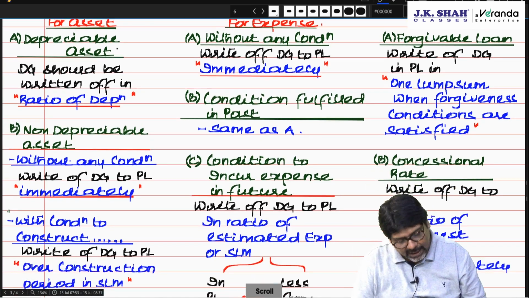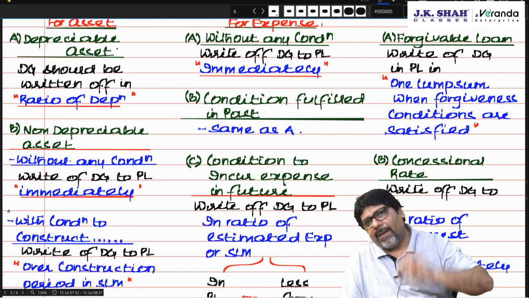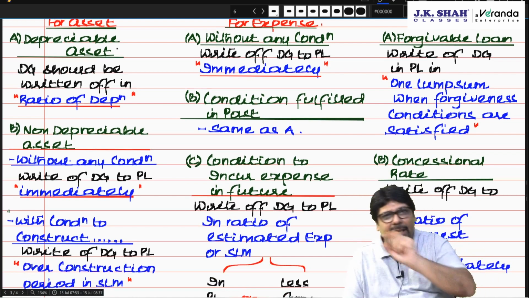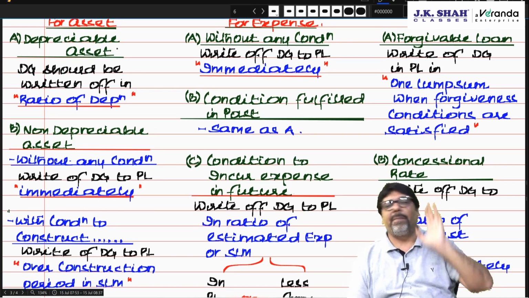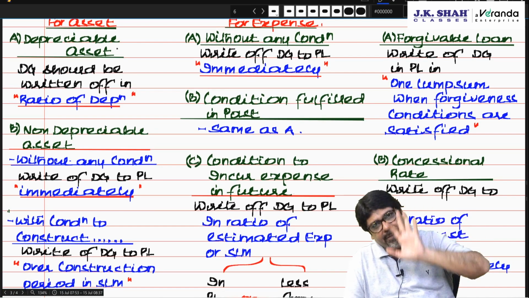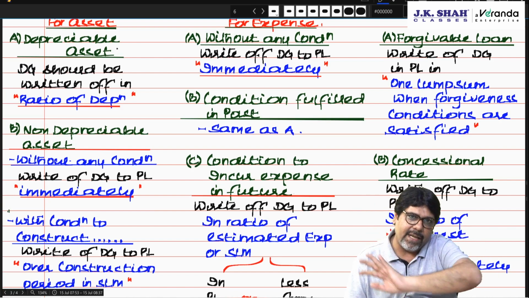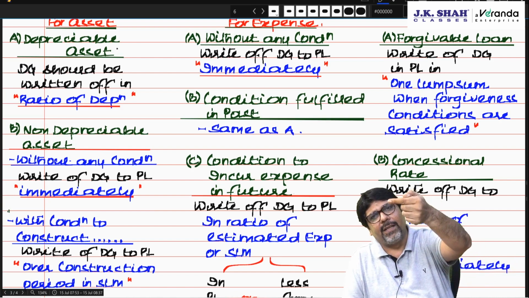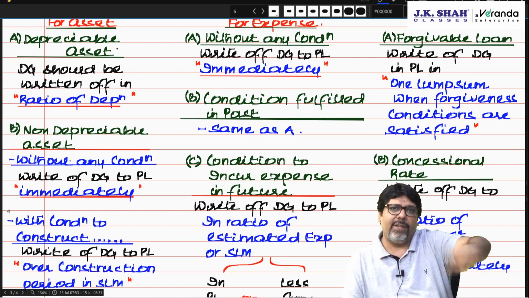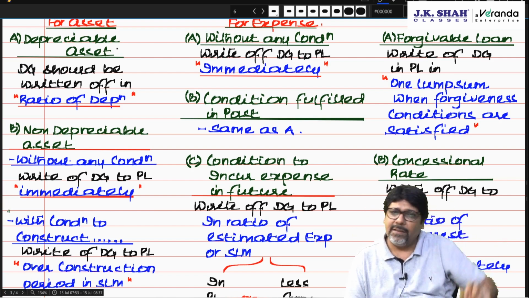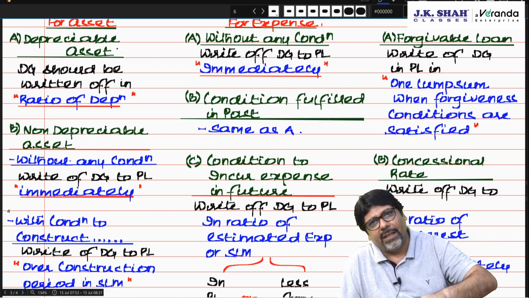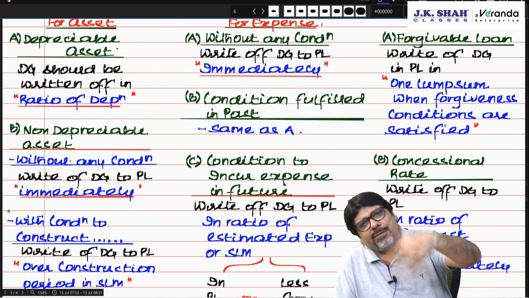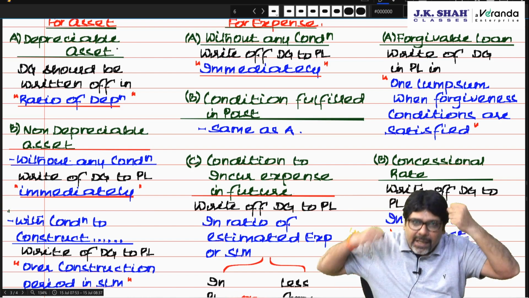Correct? Yes. Now, the government gave you a grant stating that your 100% employees should be female and they should be there in your organization for a minimum period of 1 year. So you employed females only, you gave them salary for the entire year, and after 1 year you have satisfied the condition. You have only employed females and they were there in your organization for 1 year. So the past condition is fulfilled. Now the government reimburses the entire salary which you have paid. That condition is fulfilled, so you will write off that government grant to P&L immediately, chartered.